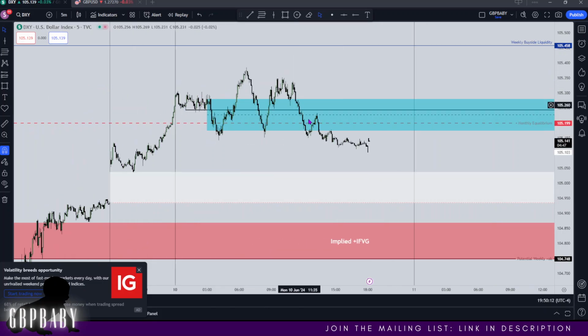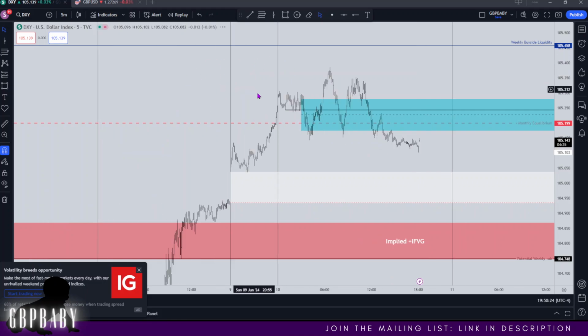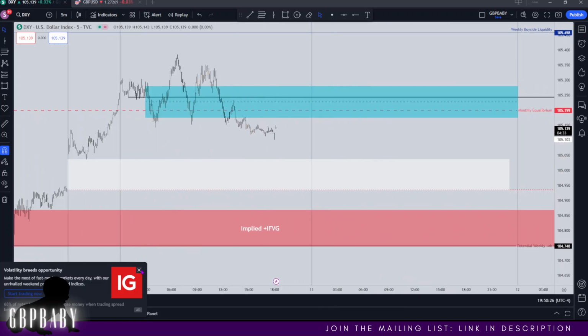Again, a lot of back and forth price action, not the cleanest, but again, we left that weekly buy side liquidity intact. We'll likely come for that later, and then we've got some highs up here now, which will be nice to get. It'll be nice to see if they can get swept later on in the week. So that's everything on dollar. Hope that all makes sense.